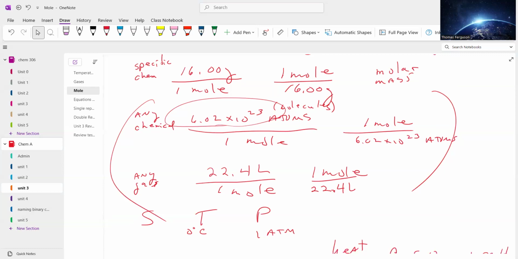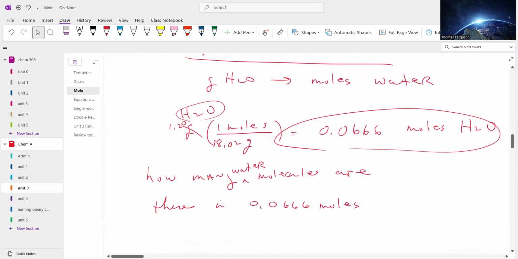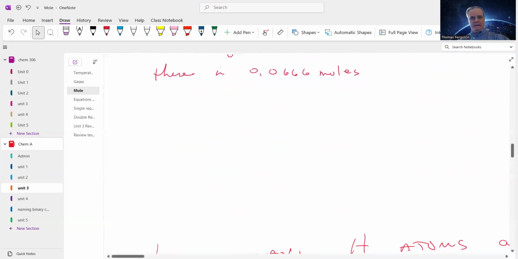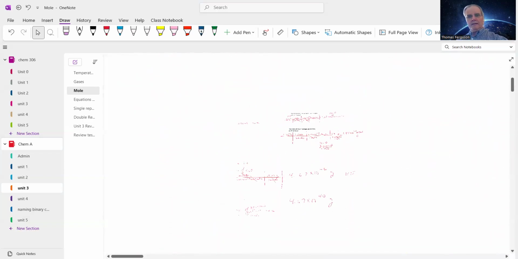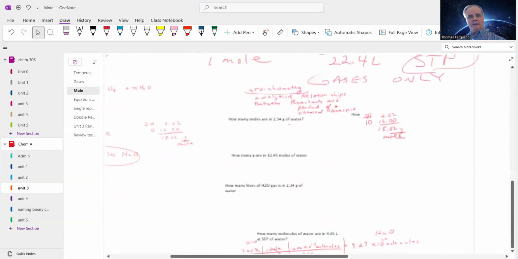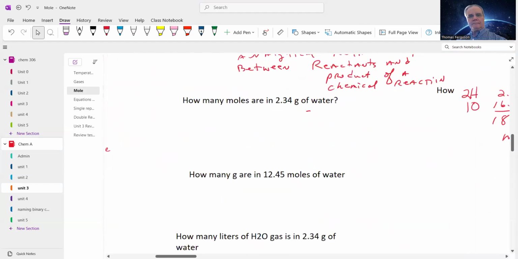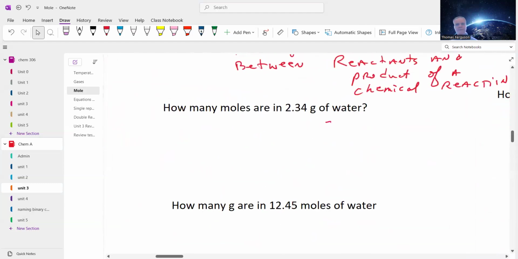Okay, so let's practice some problems here. Standard temperature pressure. How many moles are in 2.34 grams of water? Okay, we're back to unit 1 kind of stuff. What's given? 2.34 grams of water on the left. What are we trying to calculate? Moles go on the right, and we have a conversion factor to get there.